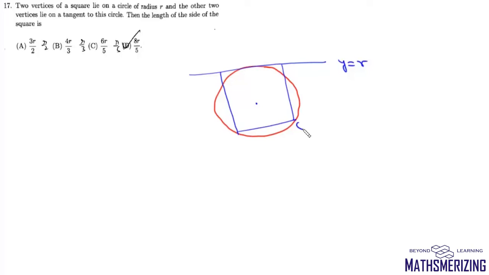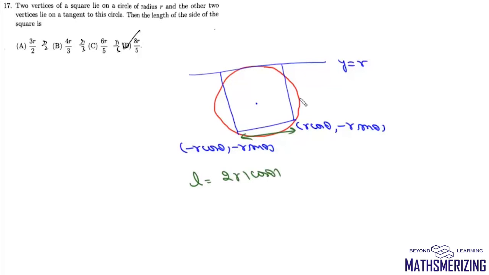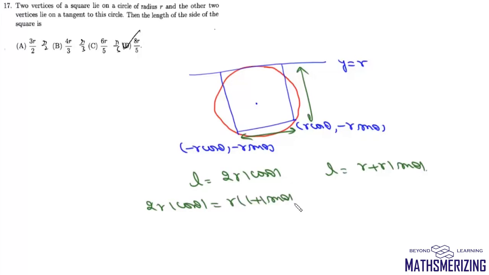Now any point on the circle, we can write this as r cos theta and minus r sin theta, and let this point be minus r cos theta and minus r sin theta. Now this length will be 2r mod cos theta, and this length will be r plus r mod sin theta. Now since it is a square, we'll get 2r mod cos theta, and it must be equal to r times 1 plus mod sin theta.